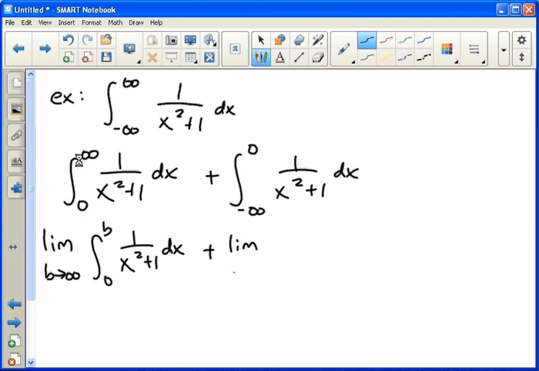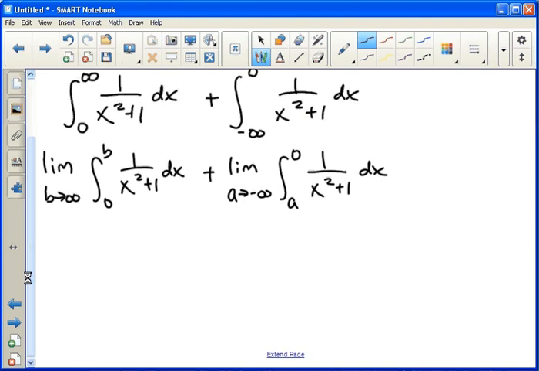Again, if you want to use the same letter all the time, you can. I just typically use, and this is common in books as well, b if you replace the top one and a if you replace the bottom one. Alright, so hopefully you recognize that integrand, and you know that the integral of 1 over x squared plus 1 is arctangent. So we get arctangent of x from 0 to b plus the limit as a approaches negative infinity of arctangent of x from a to 0.